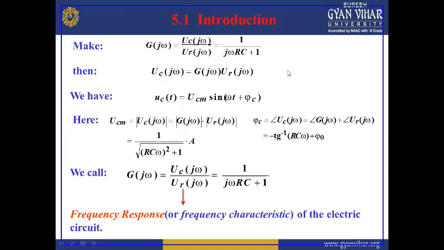We already know that the input is a sinusoidal input, so obviously the output will also behave as a sinusoidal output. Therefore, we have the output in the time domain as Ucm sine of omega t plus phi c, where Ucm is the maximum voltage, the peak voltage.